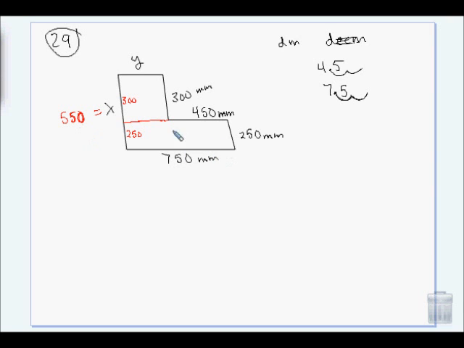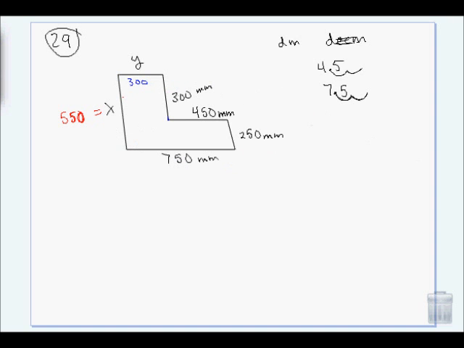Now I do the same thing for y. If I were to draw a line right here, this whole thing is 750. This part's 450. This is what's left. So I'm going to do 750 minus 450, so that's 300. Does that make sense? Okay, so now I'll get rid of that so it's not so confusing. Now I have all the sides.